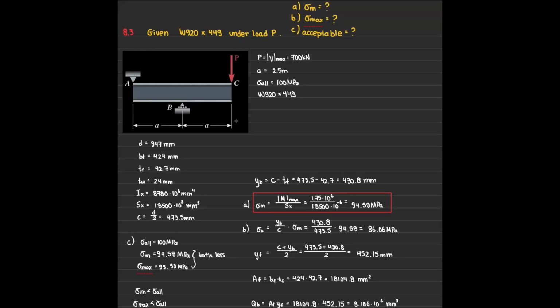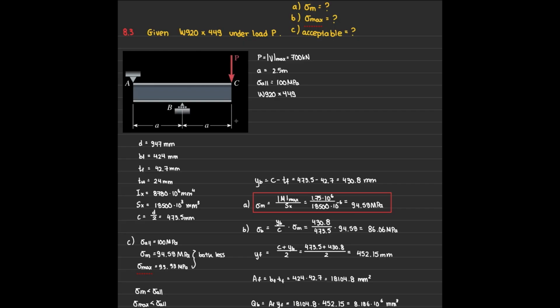Hey everyone, today we're analyzing an overhanging rolled steel beam with these specifications over here. It's supporting a point load P of 700 kilonewtons at the free end. So let's list our given values and pull the geometric properties. From the standard steel tables, we will find all of these values. Our load is 700 kilonewtons, our A is 2.5, and our allowable normal stress is 100 megapascals.